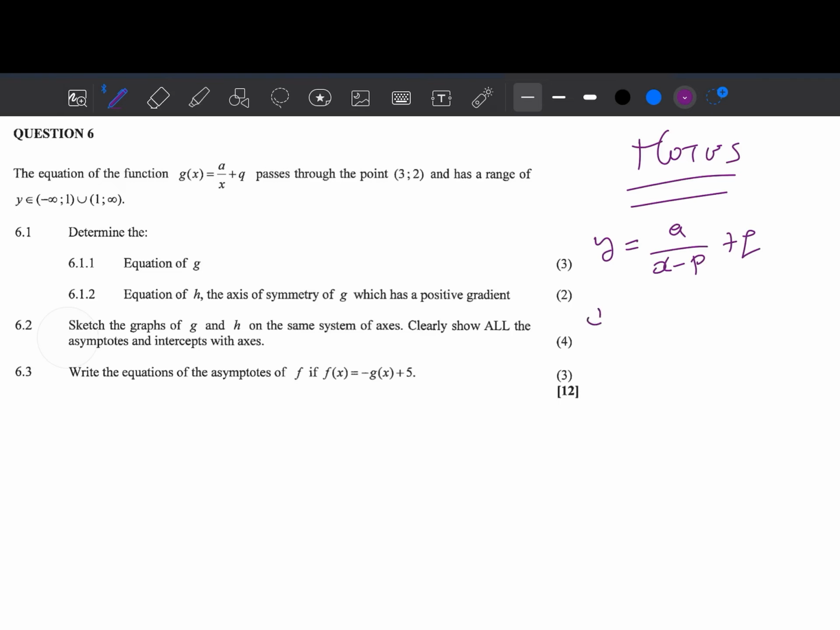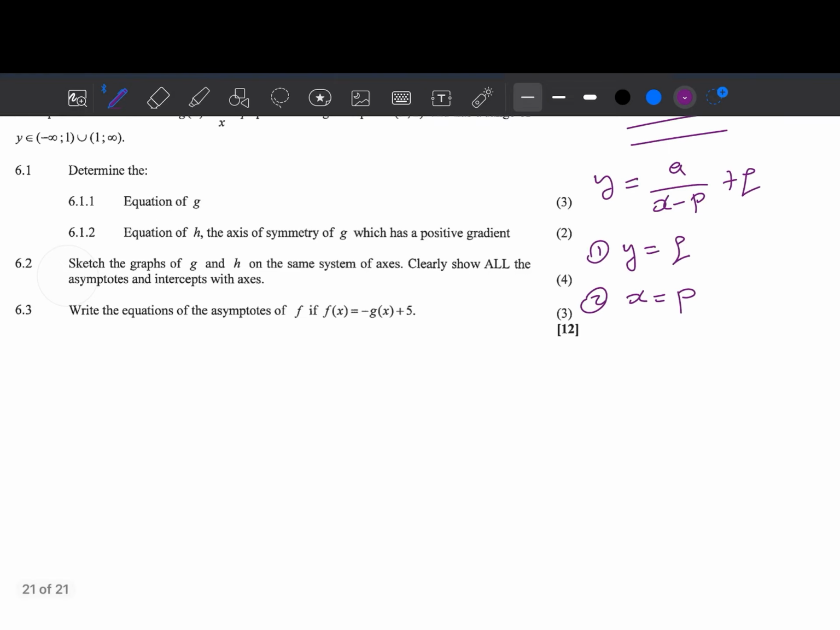So the first thing you need to know is the asymptote. You have a horizontal asymptote, and the horizontal asymptote in this case is y is equal to q. And you have a vertical asymptote, and the vertical asymptote is x equal to p. What do I mean by that? Let me give you a picture.